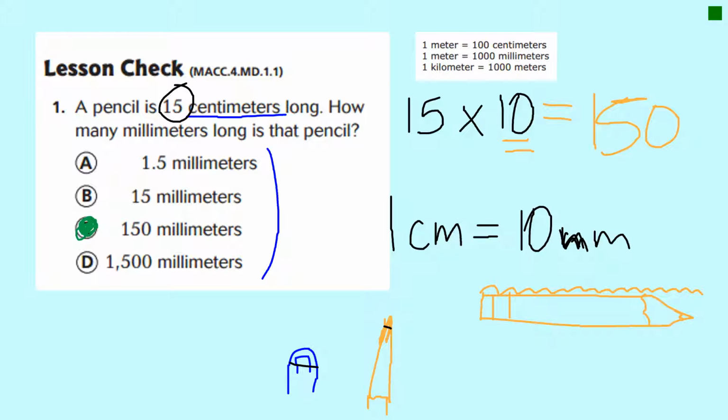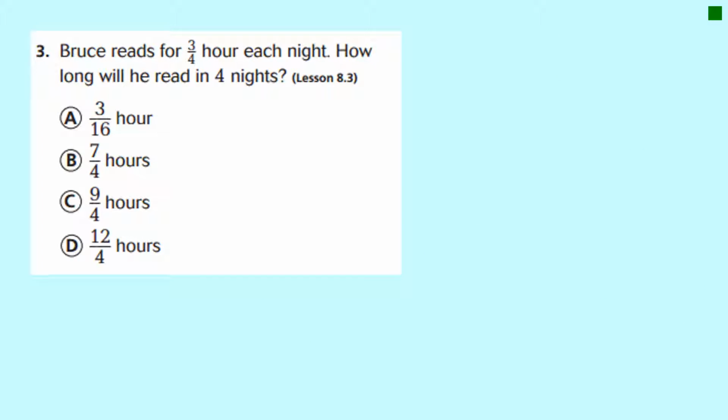All right, now all we have left is one review. This says that Bruce reads for 3/4 hour each night. How long will he read in 4 nights? So this is from chapter 8, lesson 3. So Bruce reads for 3/4 hour each night. That's good that he reads each night. That's a great idea. How long will he read in 4 nights?